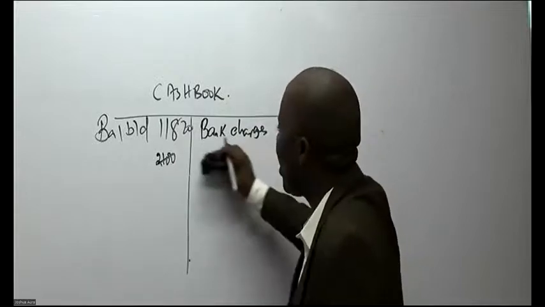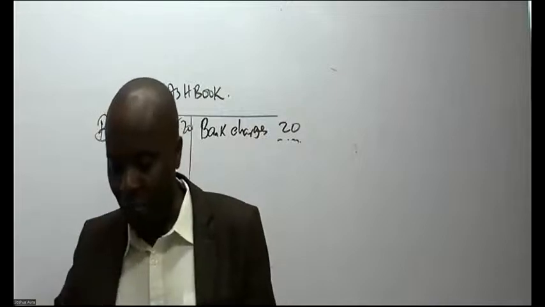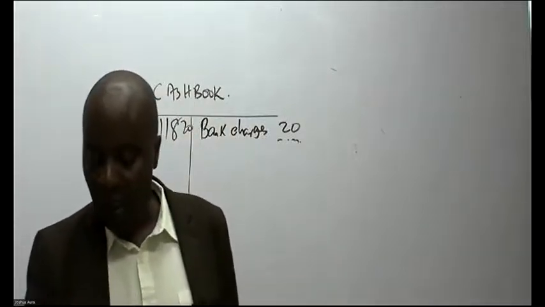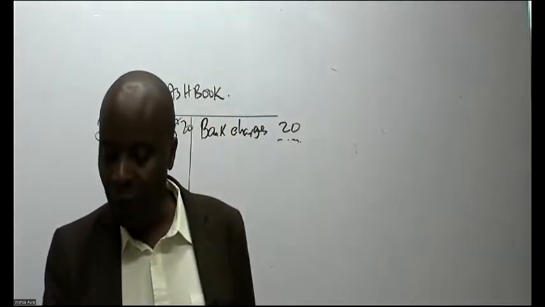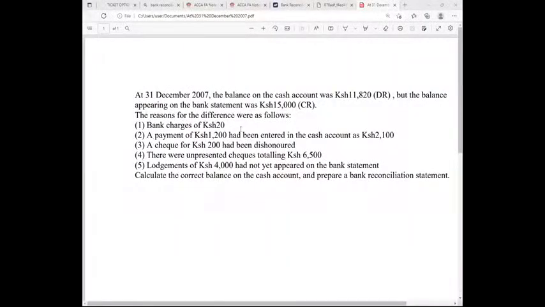But now, why should I really do that? A good student will come and tell you that whenever there are discrepancies in the cash book because of an error, go ahead and give us the difference. What is the difference here? A payment of 1,200 has been entered in the cash account as 2,100. So first of all, give me the difference between the two. It is 2,100 minus 1,200, isn't it? That difference is the error. So the error is 900.